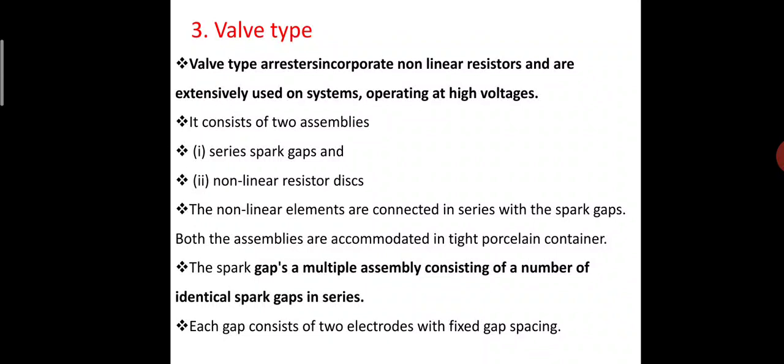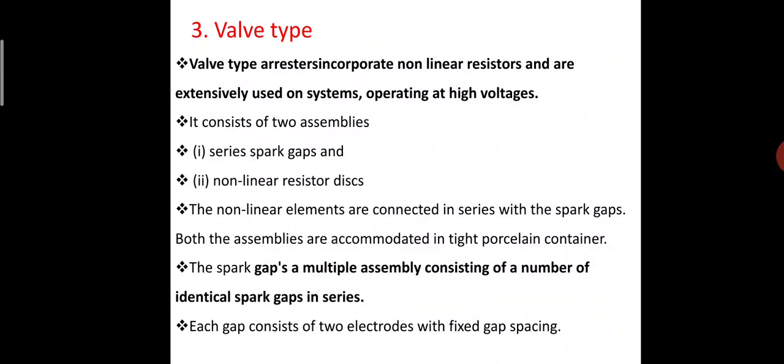The valve type lightning arrester is used on systems operating at high voltages. It consists of two assemblies: series spark gaps and a non-linear resistor disc. The non-linear elements are connected in series with the spark gaps. Both assemblies are accommodated in a airtight porcelain container.